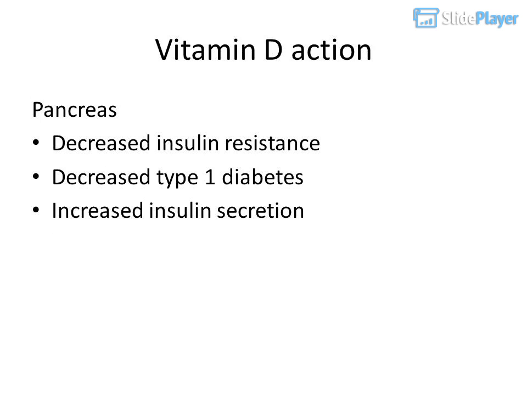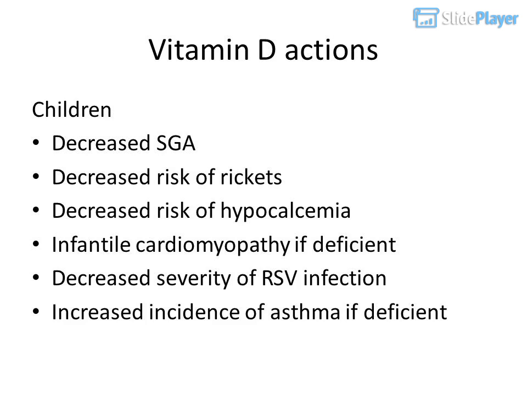Vitamin D actions on the pancreas: decreased insulin resistance, decreased type 1 diabetes, increased insulin secretion. Vitamin D actions in children: decreased SGA, decreased risk of rickets, decreased risk of hypocalcemia, infantile cardiomyopathy if deficient, decreased severity of RSV infection, and increased incidence of asthma if deficient.